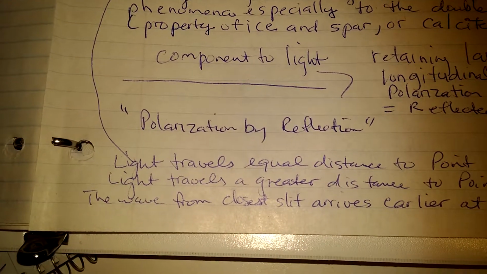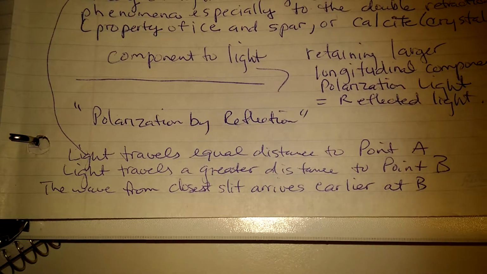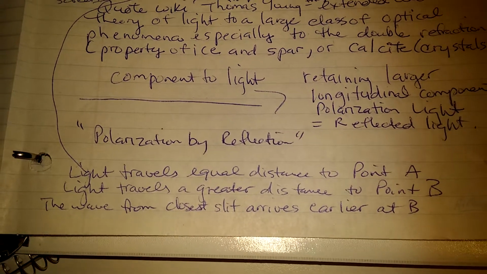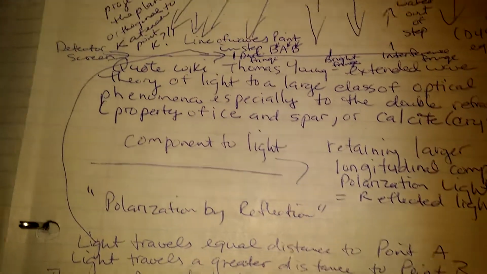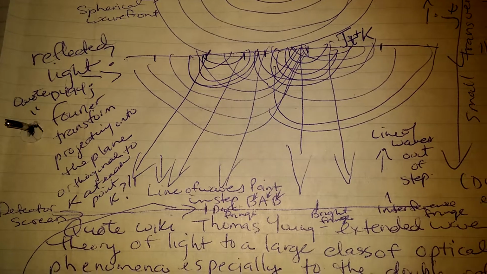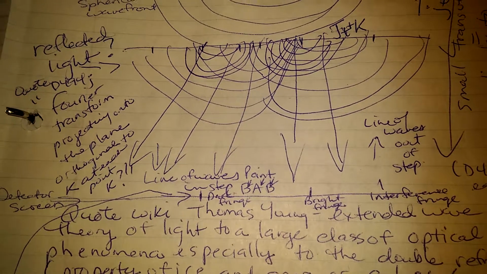Polarization by reflection. Light travels equal distance to point A. Light travels a greater distance to point B. The wave from closed slit arrives earlier at B. So points A and B. There we go. There's points A and B showing where the light travels to A and how it travels to B. Okay?